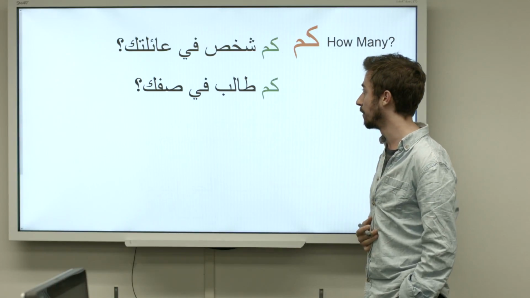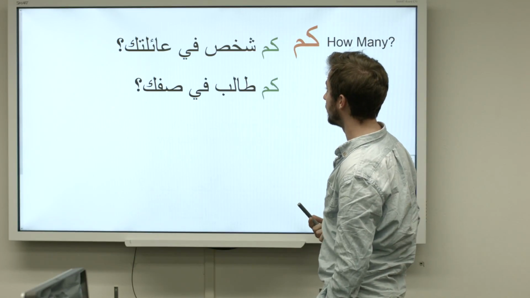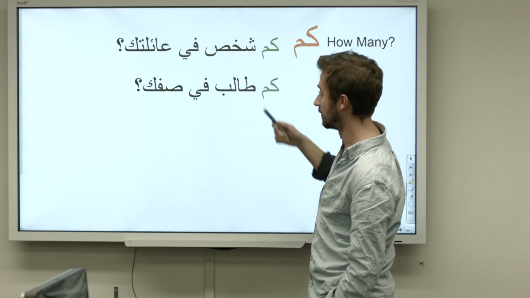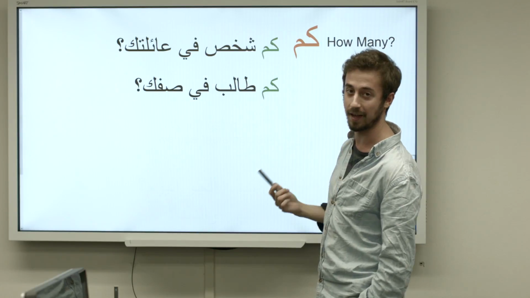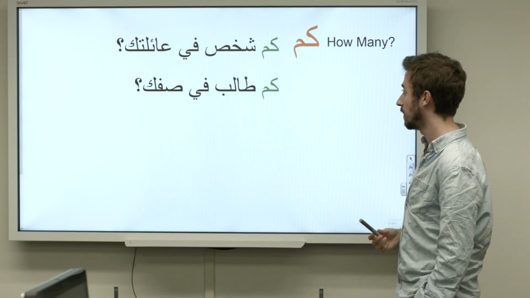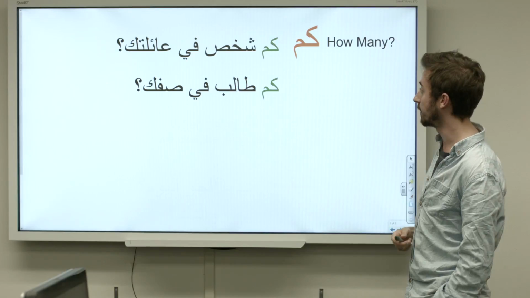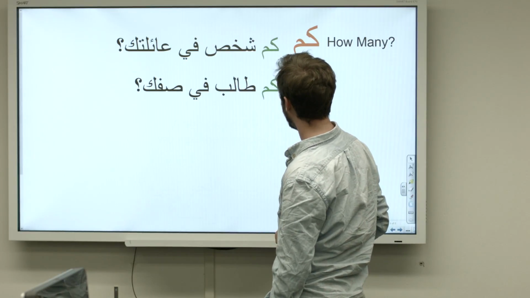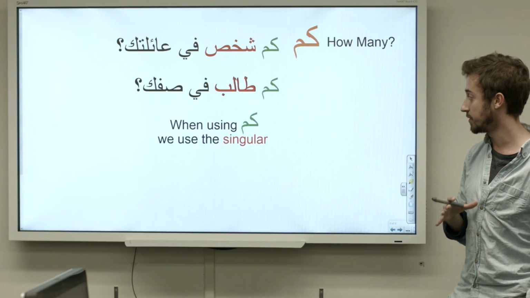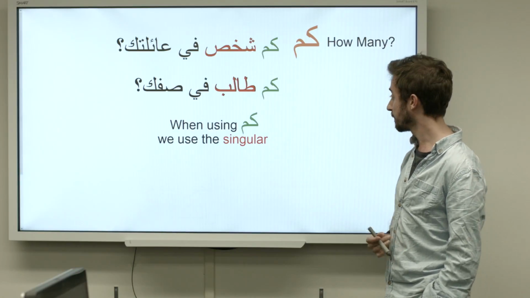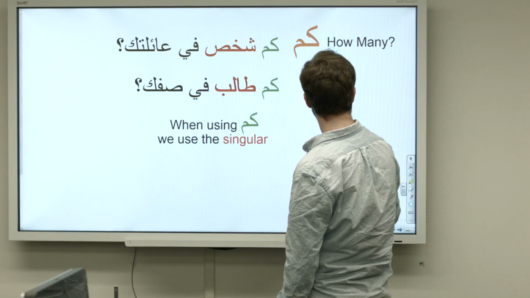And that is that if you translate it literally, it says how many person is in your family, right? Or how many student, singular, is in your class, right? Whereas in English, we always use plural, right? How many students, how many people are in your family. But the rule in Arabic is that they always use the singular. So if you're asking how many of something, you always use the singular. You just say one instead of plural. So it's just a little different than our system. Not too hard to memorize after a while.